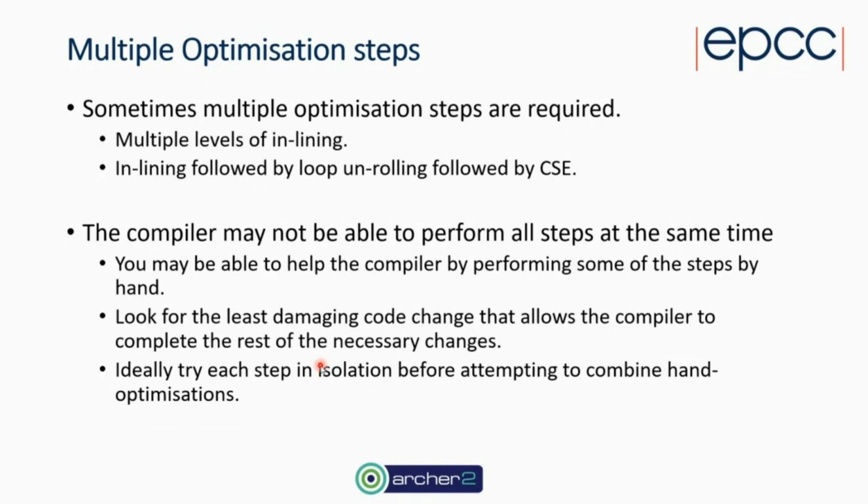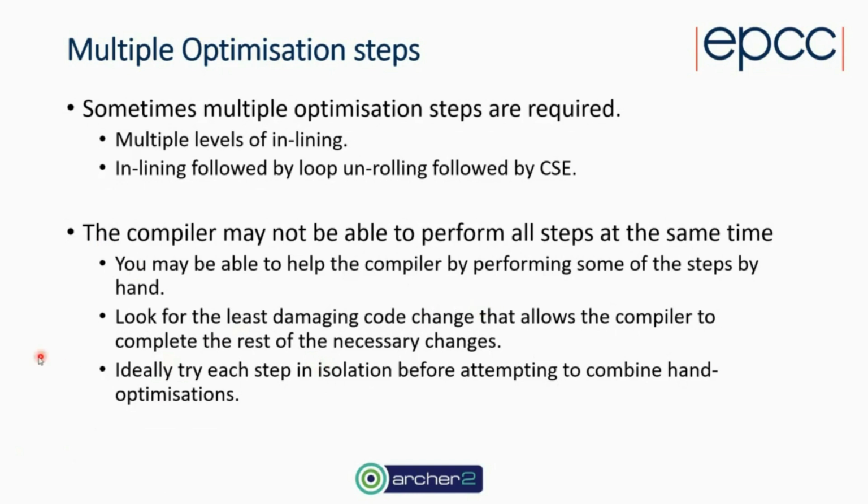So it may be that for some bits of your code things get very complicated. Ideally, we want the compiler to do everything, but you may want to do some of them by hand, do a bit of the unrolling or a bit of common sub-expression elimination, or a bit of the inlining by hand, which could let the compiler do a better job of doing the rest of it. So yeah, that's that.